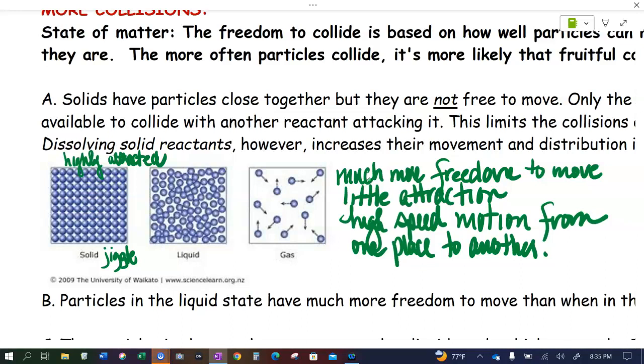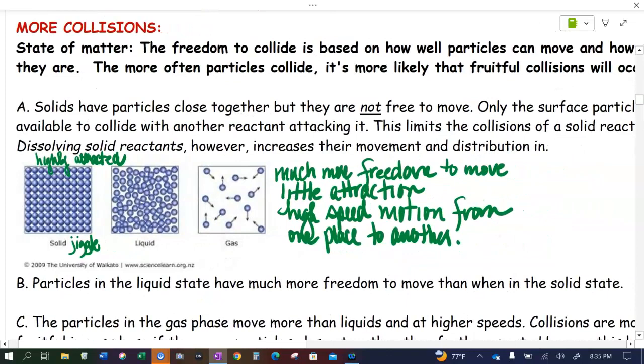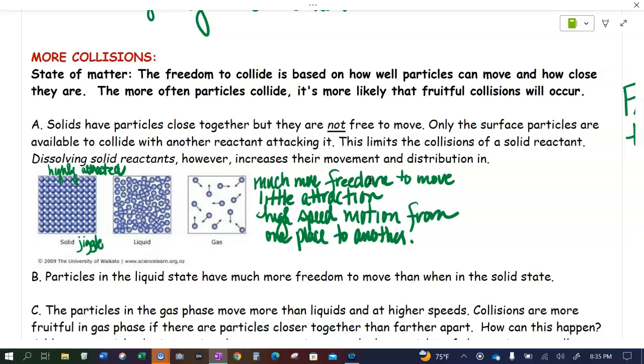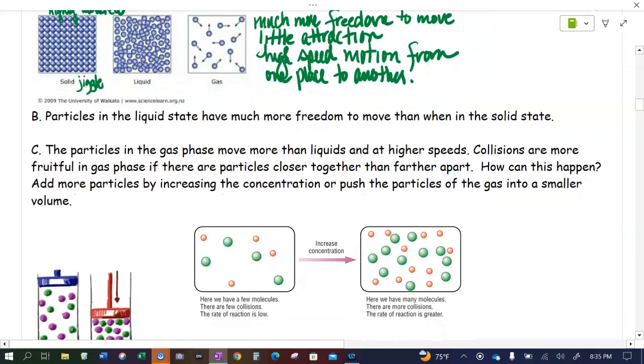All right, so solids have these particles close together but not free to move. And that's what this paragraph is saying up here. Only the surface particles are really able to collide. That limits the collisions of a solid reactant. Dissolving the solids, however, increases their movement and distribution. Secondly, particles in the liquid state have more freedom to move. Particles in the gas phase, as we've seen, move more than liquids and at higher speeds.